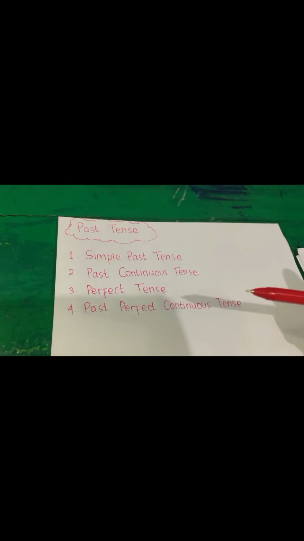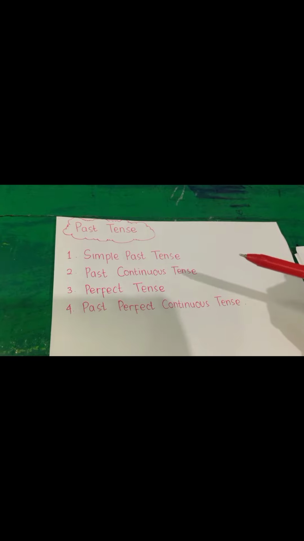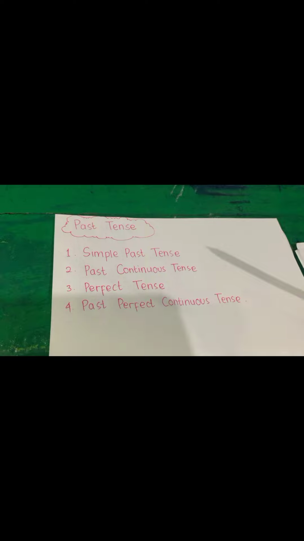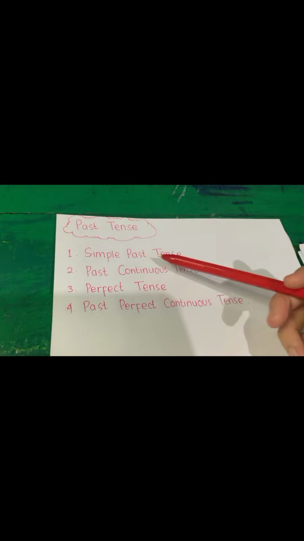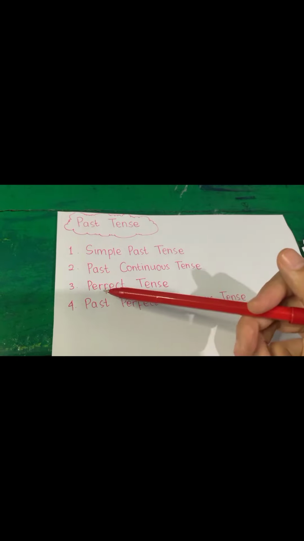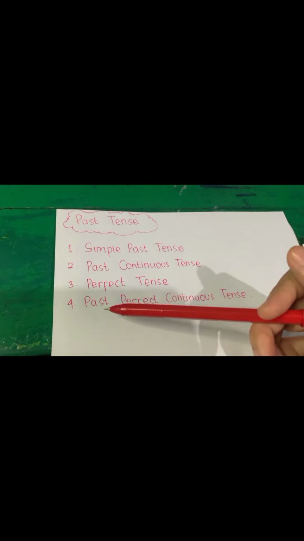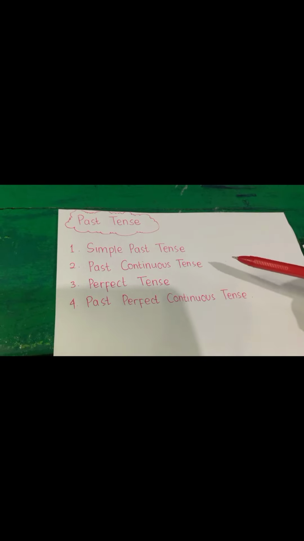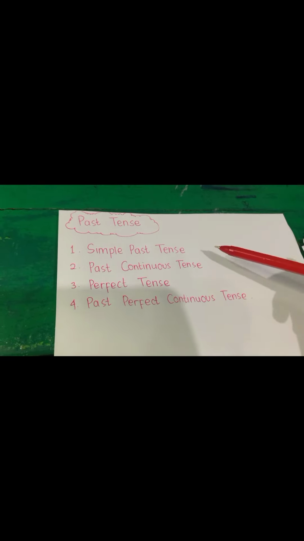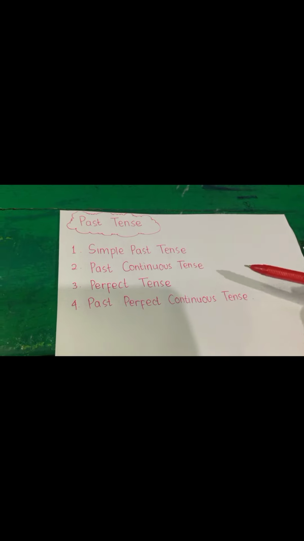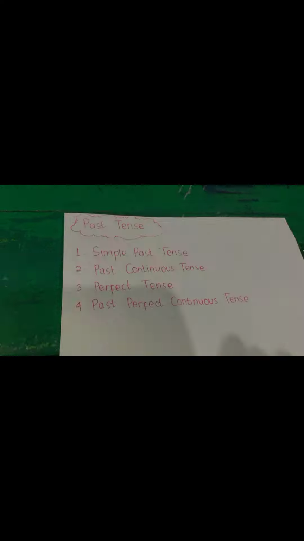In this video, I would like to talk about grammar, which is past tense. Past tense is divided into four kinds of tenses. The first is simple past tense, second is past continuous tense, the third is past perfect tense, and the last is past perfect continuous tense. So what are we going to talk about in this grammar? We're going to talk about the formulas and the functions of each tense. So make sure you pay attention and happy watching.